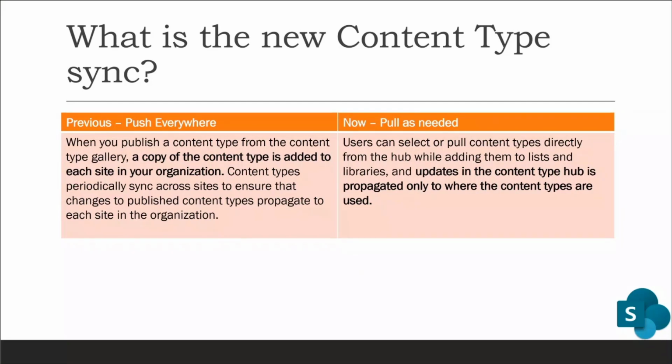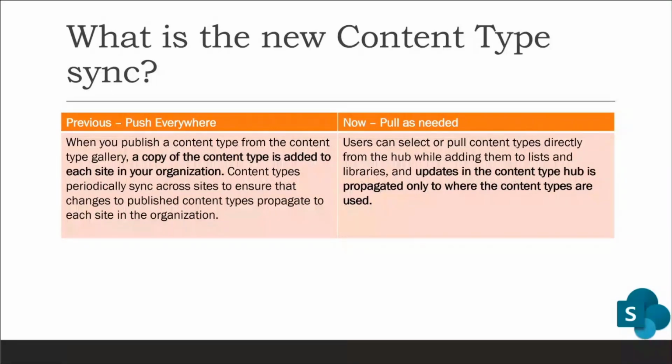Now, initially, what we really had was the push everywhere model. That means any admin or any user who created a content type in the content type hub or the gallery, whenever that content type got created, a timer job used to run which used to take all these new content types and copy it to all sites in that organization.